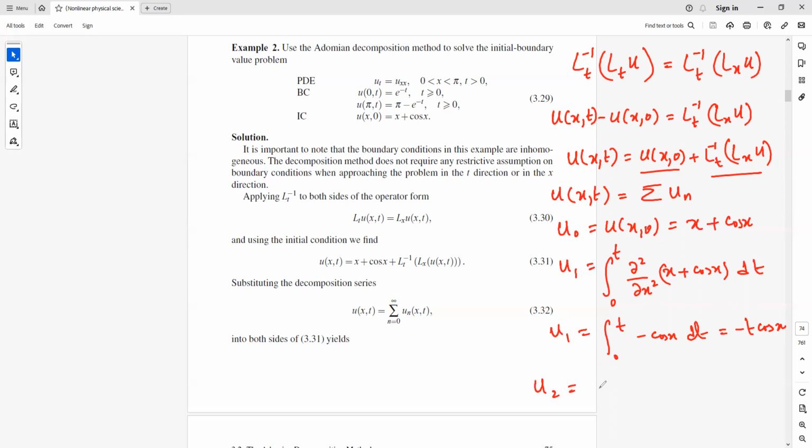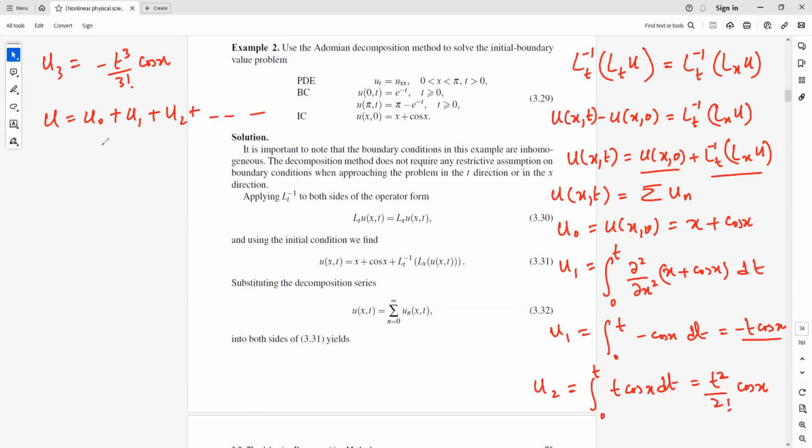Similarly for u2, again applying the same procedure, we integrate the function by differentiating this u1 twice with respect to x, we get t cosine x dt, so we get t squared over 2 factorial cosine x. Now similarly for u3, we will get negative t cubed over 3 factorial cosine x. And moving the same way, we can get the nth term. So if we combine all these terms, we are going to get the result for u(x,t).